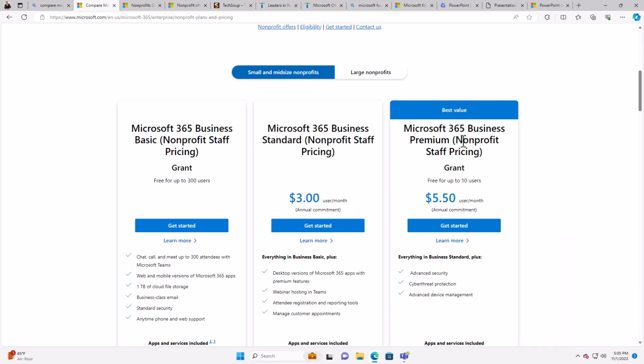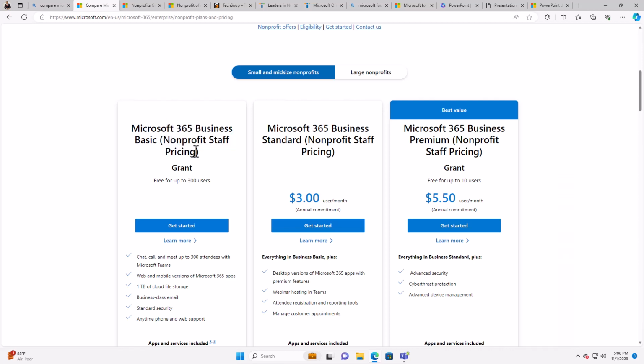The only difference between the commercial plans, which are the business plans, and the non-profit plans is that for every non-profit plan, you're going to see it's written non-profit staff pricing. And basically, if your tenant is eligible and your tenant has actually been tagged non-profit, every subscription you'll be seeing are the non-profit pricing subscriptions, which will be discounts. Then let's look at the first one.